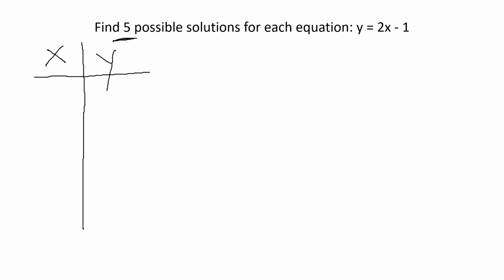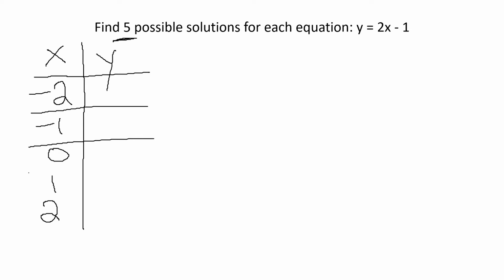And here is what I'm going to tell you to do. Pick 5 very easy numbers. I always pick -2, -1, 0, 1, and 2. And I'm going to tell you, go ahead and pick 2 negatives and 2 positives. That's not that important right now, but it will be later. Those are the 5 that I always use. And literally all we have to do is plug these values in for X and solve it for Y.